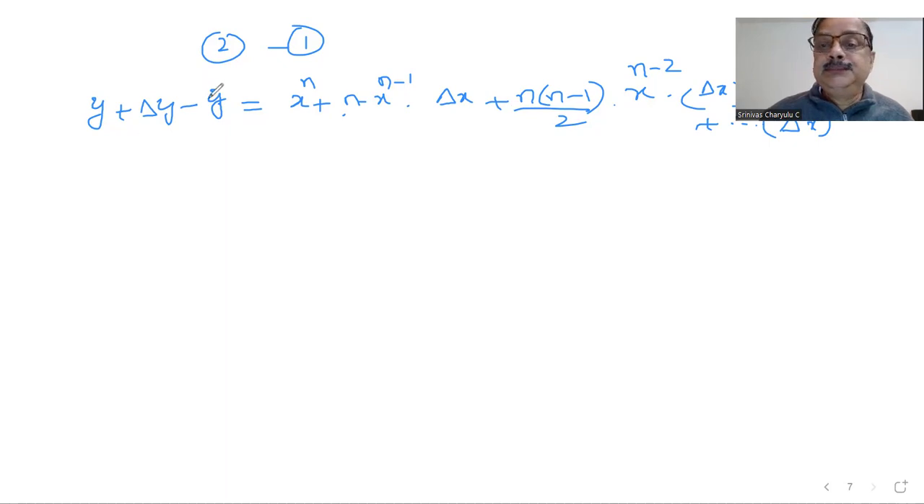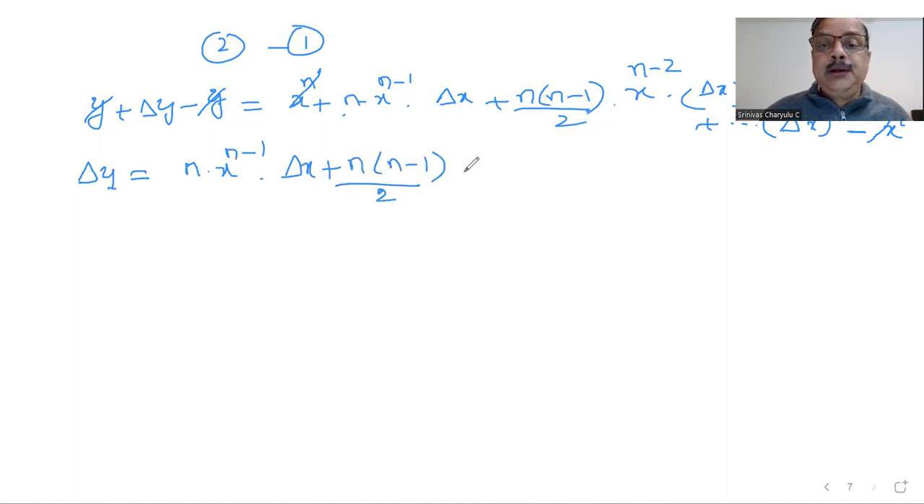So now here minus first equation, second equation is over. First equation we are having x to the power of n. So x to the power of n, x to the power of n get cancelled. Here y and y will get cancelled. So we are left with now delta y is equal to n into x to the power of n minus 1 into delta x plus n into n minus 1 by factorial 2 into x to the power of n minus 2 delta x whole square plus dot dot dot delta x whole to the power of n.